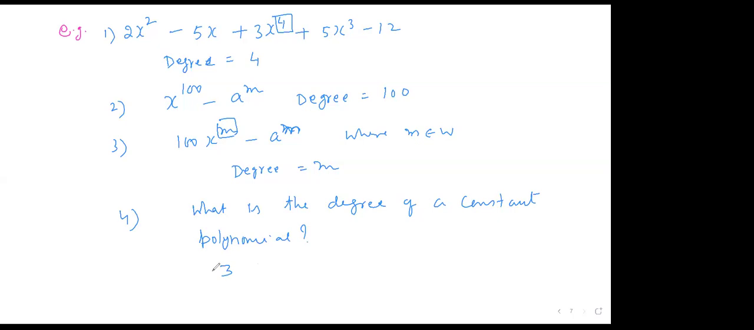What is the degree of a constant polynomial? There is no variable at all, isn't it? See, 3 can be written as 3x to the power 0. Anything to the power 0 is 1, so 3 times 1 is 3. So 3 can be written as 3 into x to the power 0. What is the degree of this polynomial? It's 0. The degree of a constant polynomial is 0.